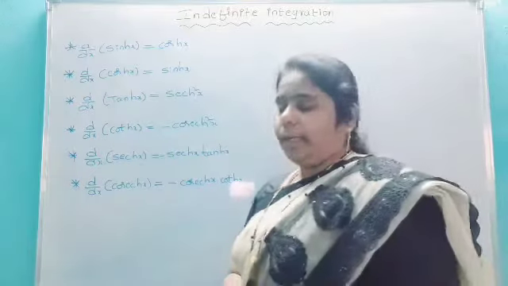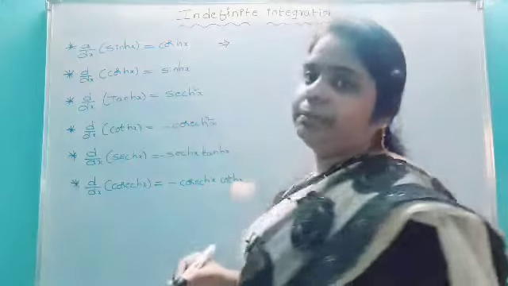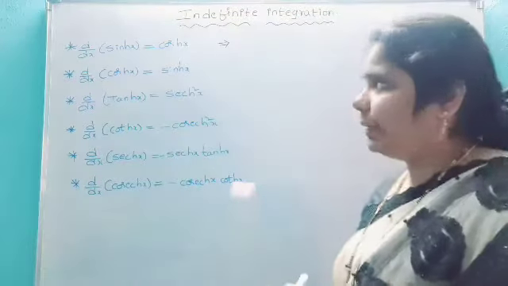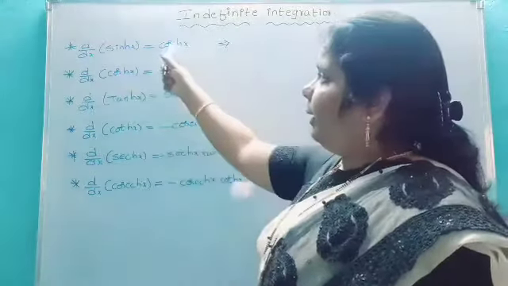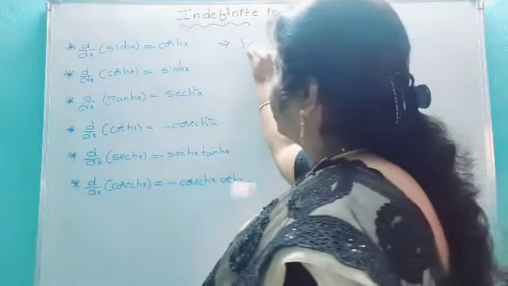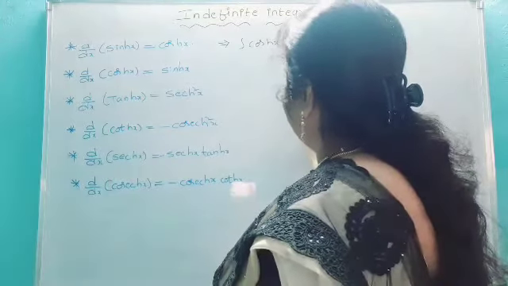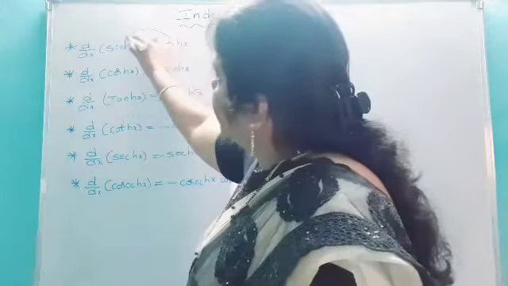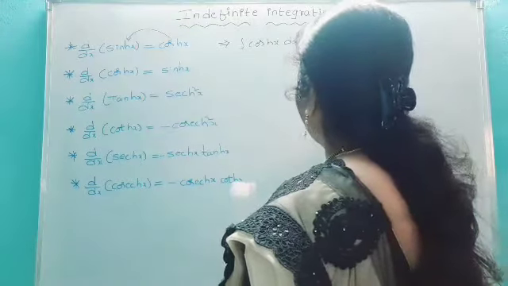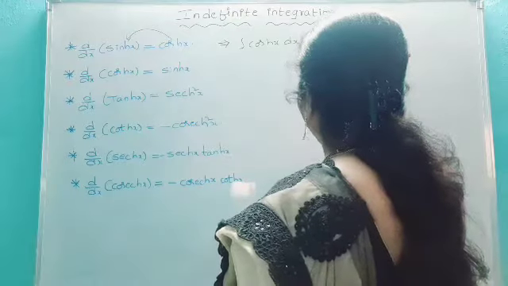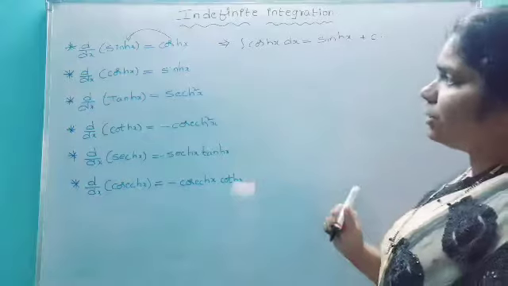Observe that. Next, from the differentiation, we get the integration. Apply the integration to these functions. That is, integral of cosh x dx is equal to, reversely we get sinh x. After the integration, we add the integral constant c.